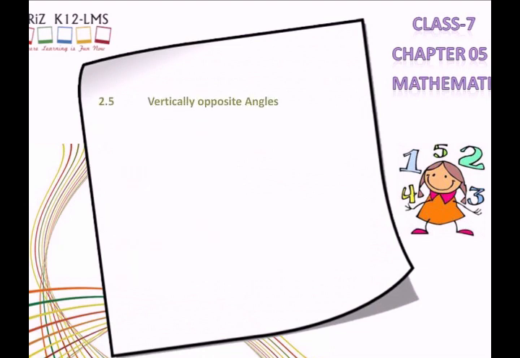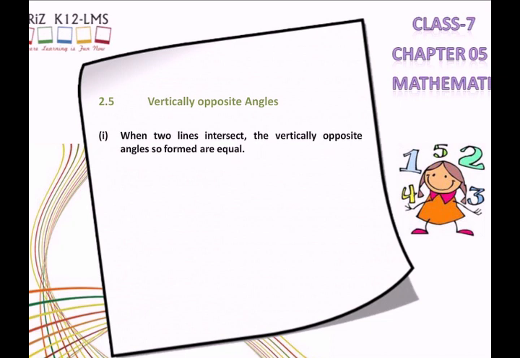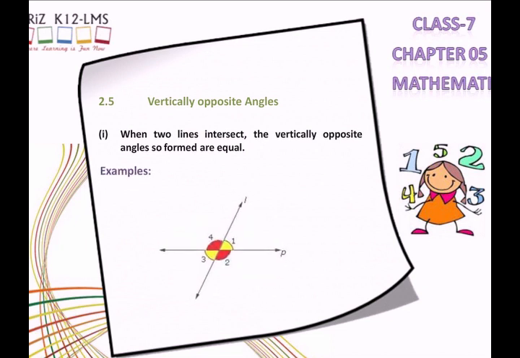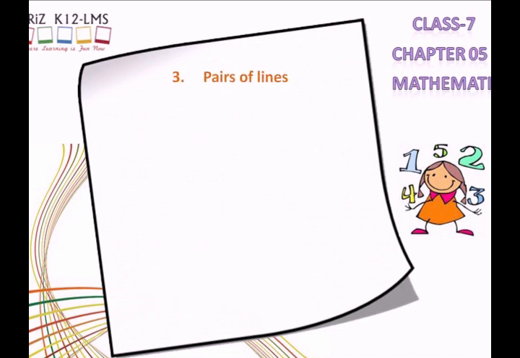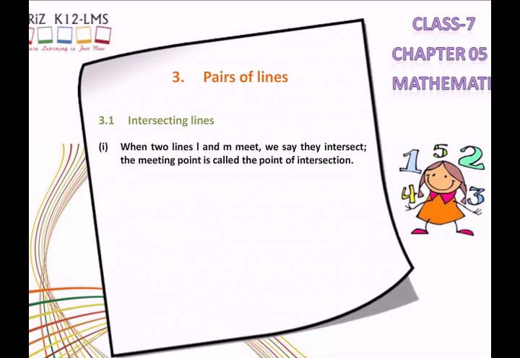2.5. Vertically opposite angles. When two lines intersect, the vertically opposite angles so formed are equal. Examples. 3. Pairs of lines. 3.1. Intersecting lines. When two lines L and M meet, we say they intersect. The meeting point is called the point of intersection. Example, as shown in figure.